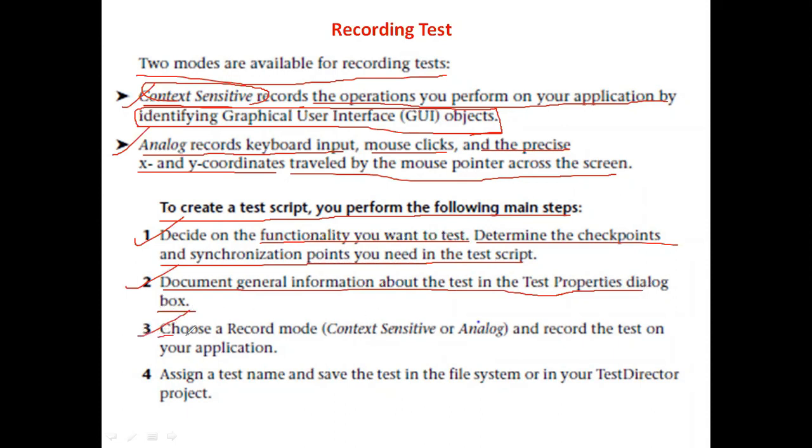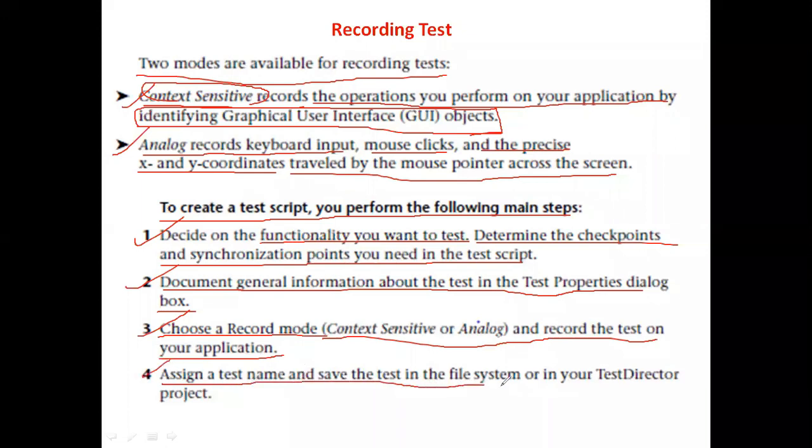The third one, choose a record mode, either context sensitive or analog, and record the test on your application. And fourth one, assign a test name and save the test in the file system or in your test directory. To create the test script.